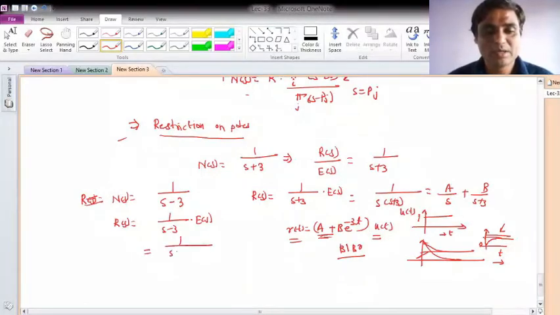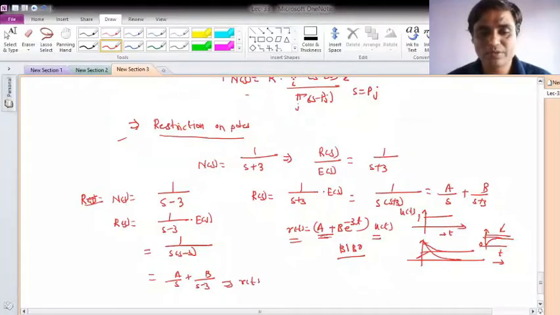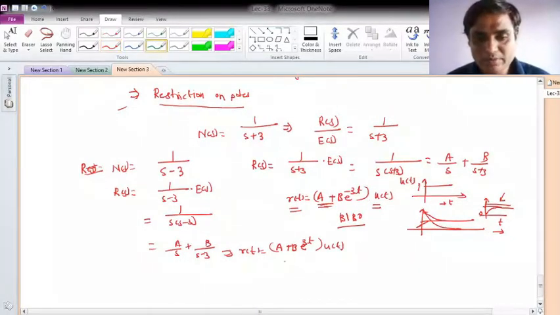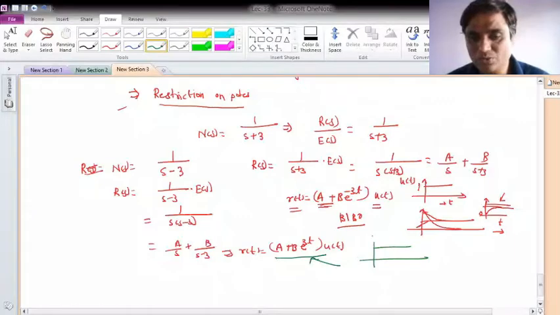So what can I write? 1 over S into S minus 3, which is A upon S plus B upon S minus 3, and what will be the response? R of t will be A plus B into e raised to 3t multiplied with U of t. Just look at this equation very carefully. To the network I have applied the excitation as a unit step, which is bounded because it has a lower limit and a higher limit. And what kind of output am I getting?